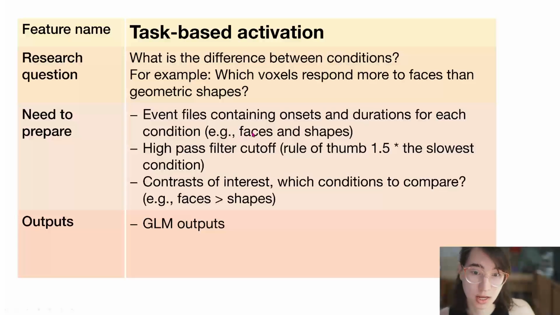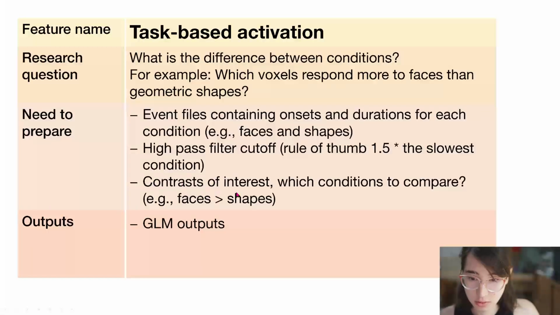So in that case, you would have either just a file that contains all of them, or one file for faces, one file for shapes. And HALFpipe supports a lot of different formats for how you might enter these event files. You also need to have the high pass filter cutoff. You remember we just went with the default. And in general, the rule of thumb is 1.5 times how long the slowest condition is, the slowest repetition in your task. And that makes sure that the filter doesn't remove anything of your task, but only the slow kind of trend in the signal.